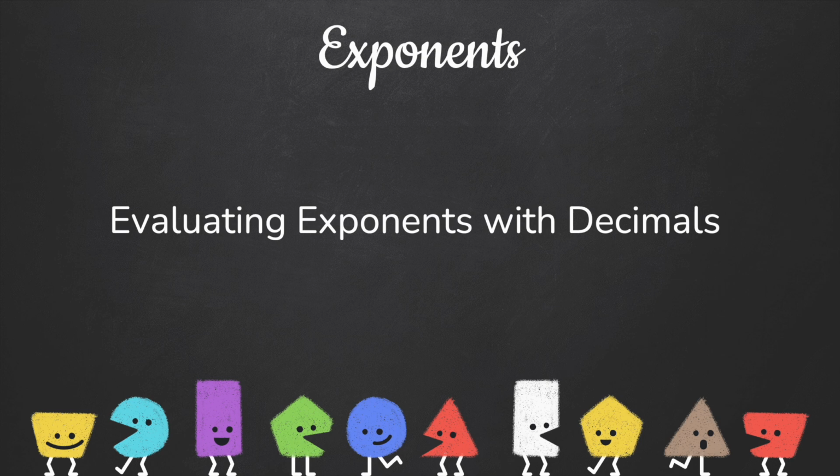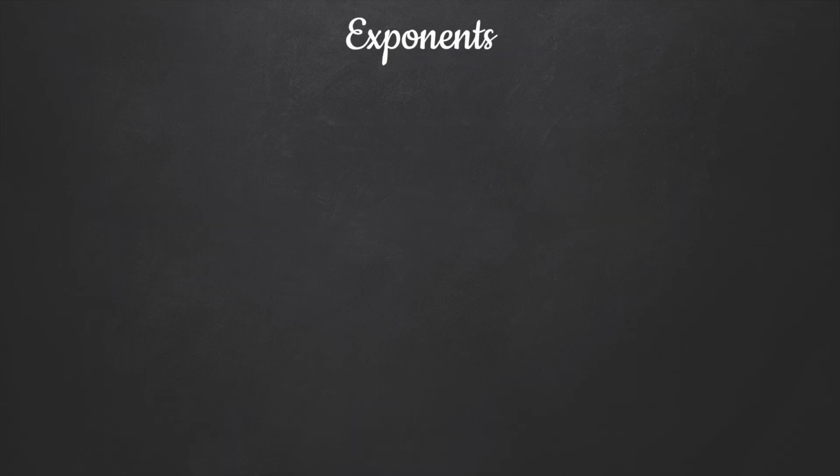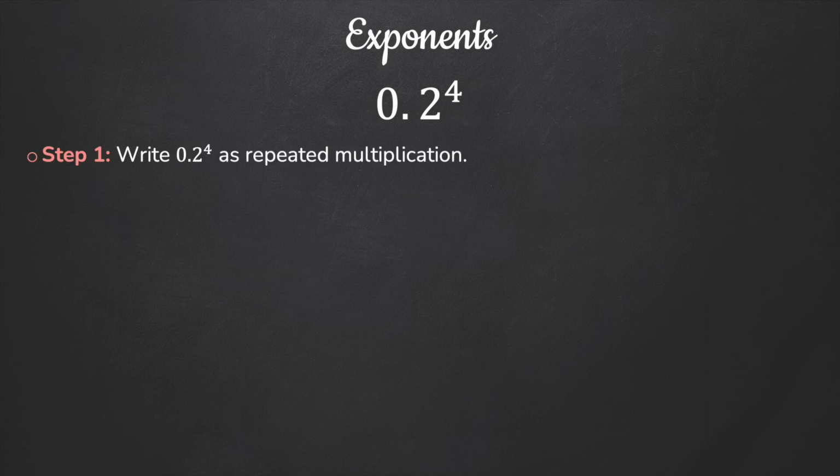Hello, mathematicians. Today we're going to be learning about exponents, more specifically about evaluating exponents with decimals. To get us started, we have 2/10 to the power of 4. In order to evaluate this expression, the first thing we need to do is write 2/10 to the power of 4 as repeated multiplication.